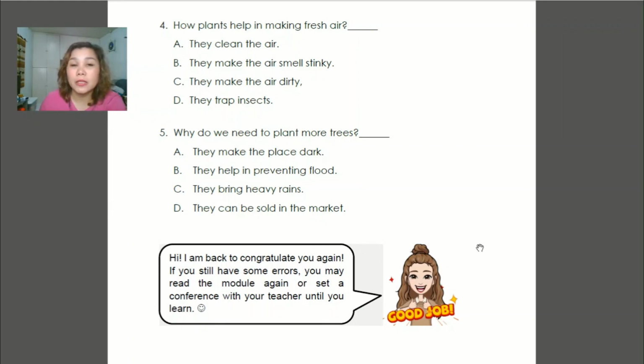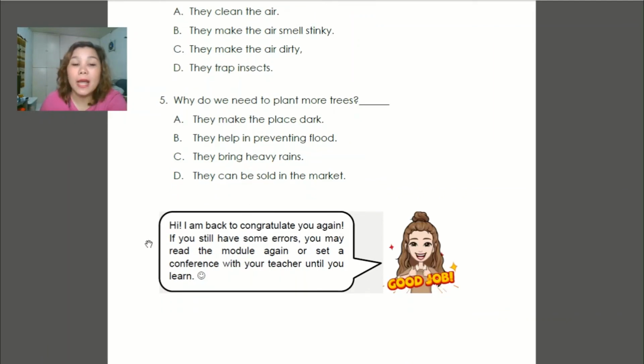So kindly take a look at your answers. Make sure that you do not leave any blank. And then when you're done, hi, I am back to congratulate you again. If you still have some errors, you may read the module again, or set a conference with your teacher until you learn.